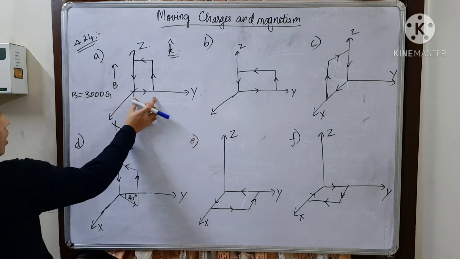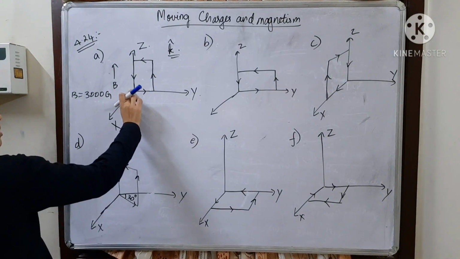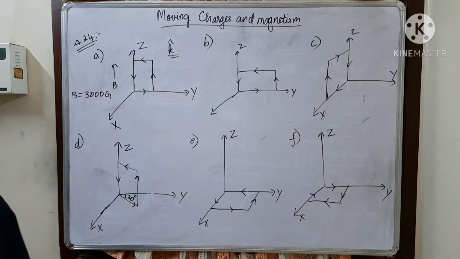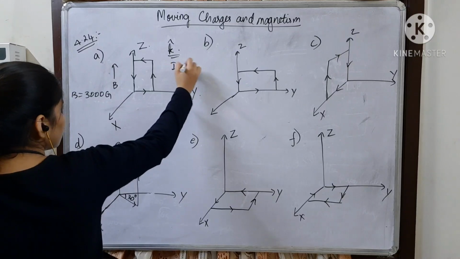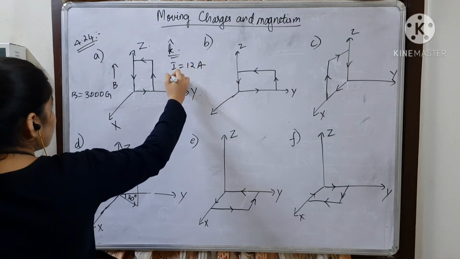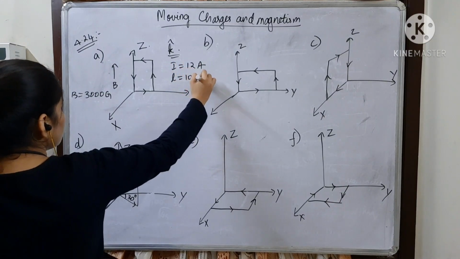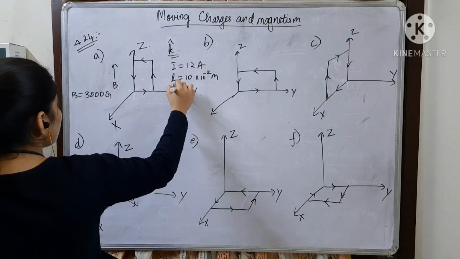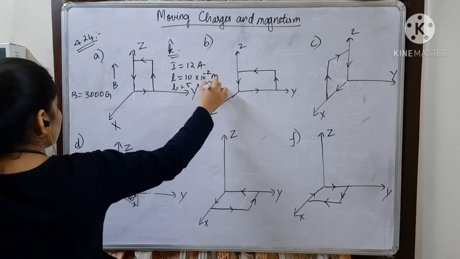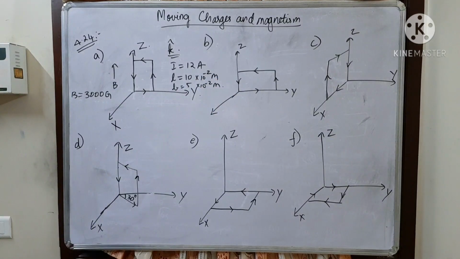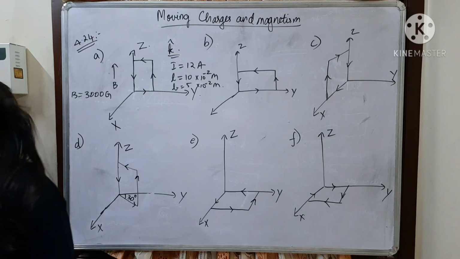The dimensions of the rectangular loop are 5 centimeter and 10 centimeter. Now what are they asking us? It carries a current of 12 ampere, and its length is 10 centimeter and breadth is 5 centimeter. They are asking what is the torque on the loop in different cases as shown in the figure, and what is the force in each case, and which case corresponds to stable equilibrium.